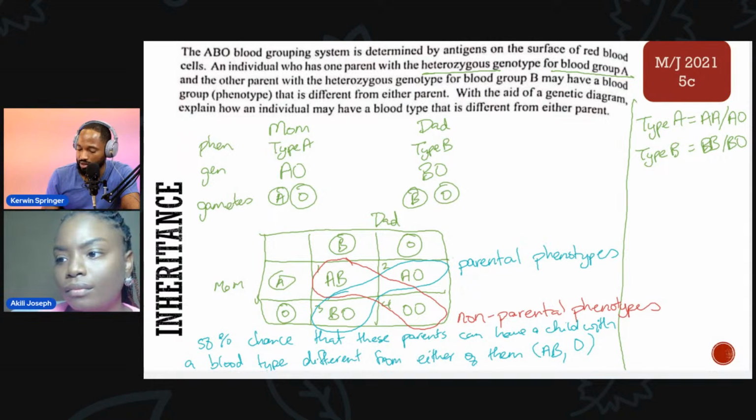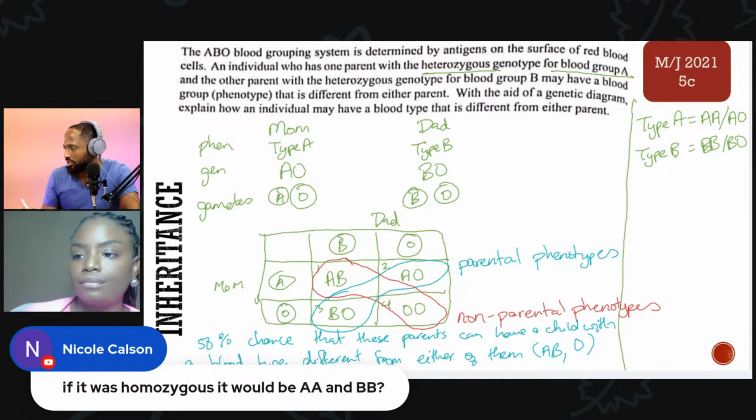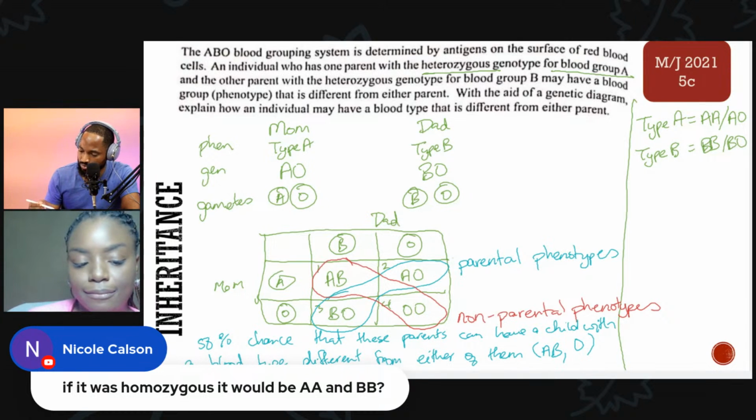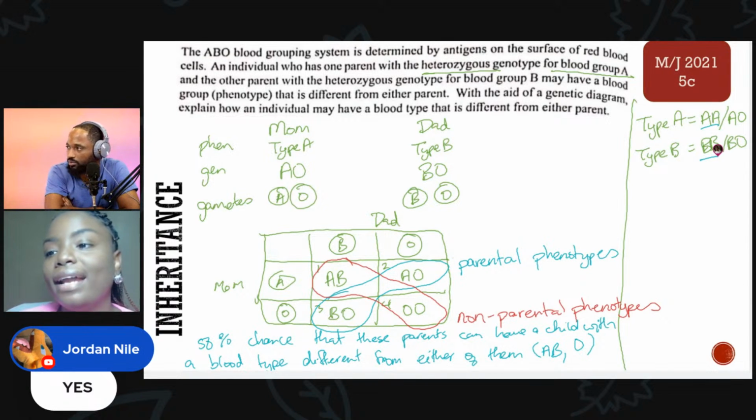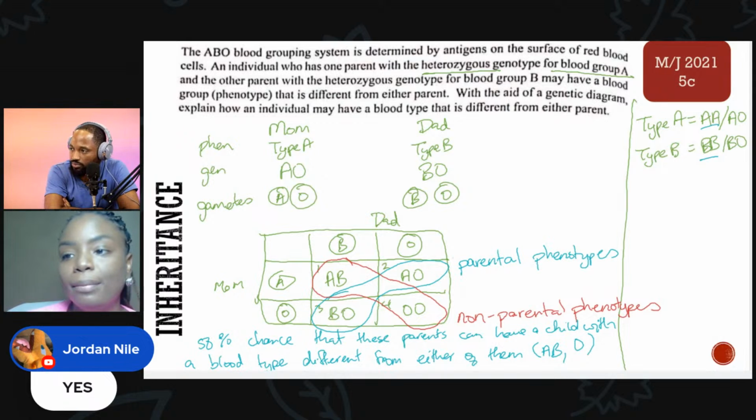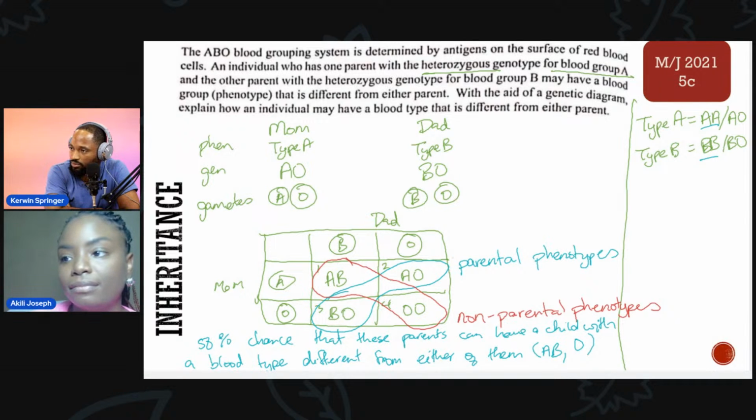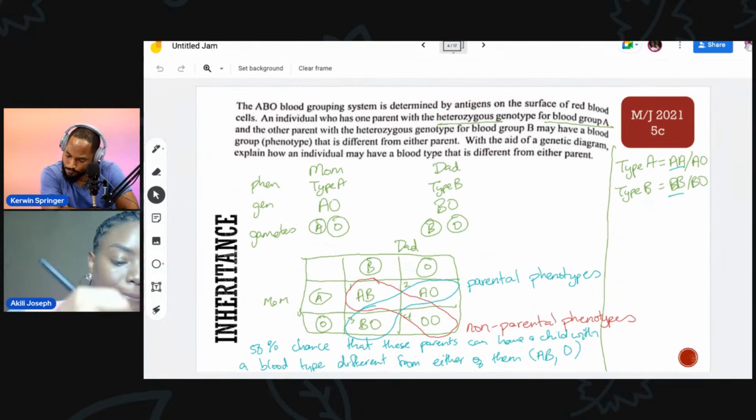It's not bad. Okay. Somebody was asking if it was homozygous, it would be AA and BB. Yes. So if they were homozygous, it would be these two genotypes here, but then that means all the offspring would have simply been type AB, and it's a wrap. All right. Next question.